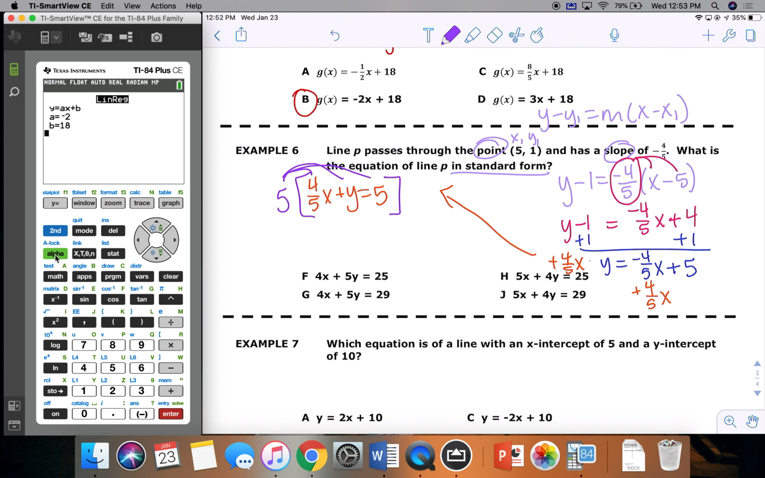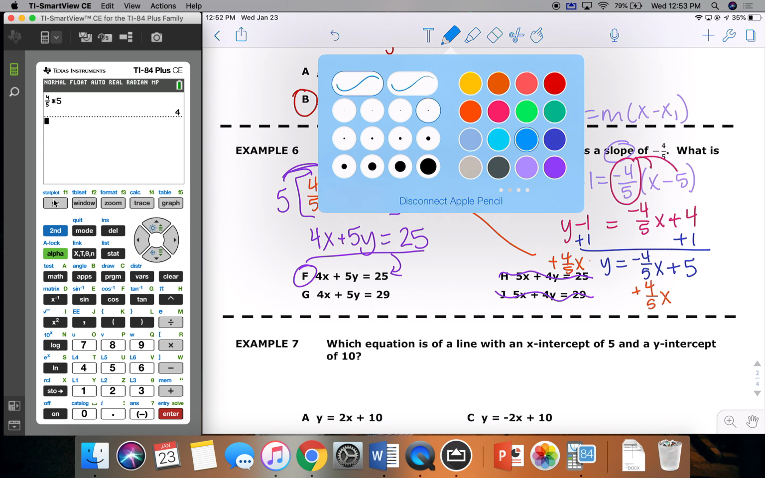So 4/5 times 5, if you plug it into your calculator, if you don't believe me, they will cancel the denominators and you're just left with 4x. So I can automatically mark out H and J because they don't have 4x. 5 times y is 5y, and 5 times 5 is 25, and this matches answer choice F.